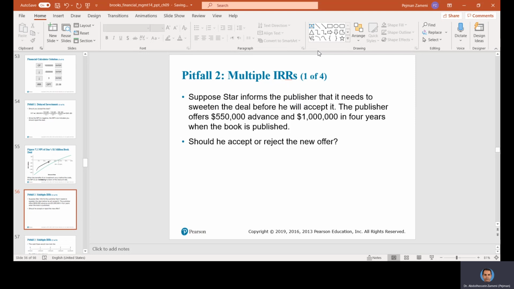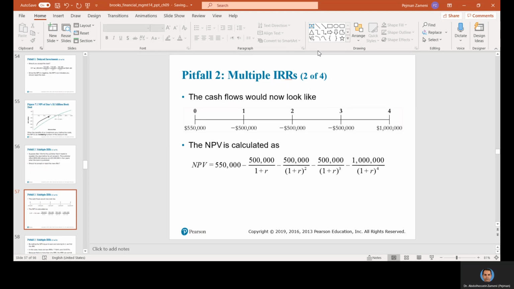Multiple IRRs. Suppose Star informs the publisher that it needs to sweeten the deal before he will accept it. The publisher offers a $550,000 advance and $1 million in 4 years when the book is published. Should he accept or reject the new offer? Okay, let's draw the timeline and see how it works. This is the deal. Then calculate the net present value and also the IRR.